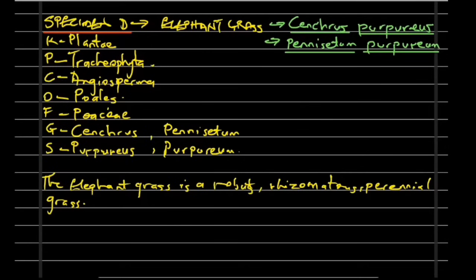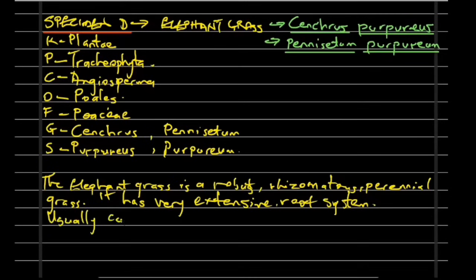So we have it. It is very extensive in its root system. It has a very extensive root system, and it is usually cultivated as tropical grass. That is how we cultivate this particular organism.